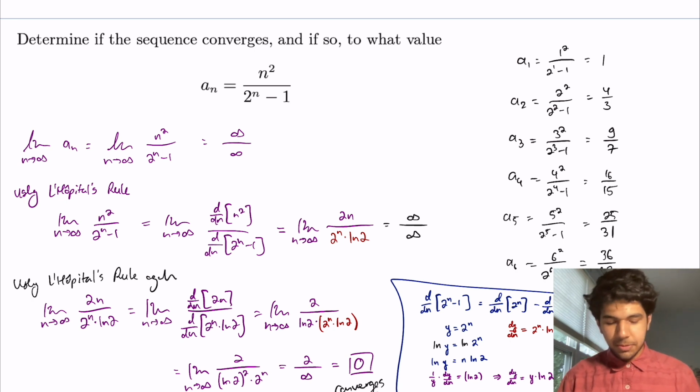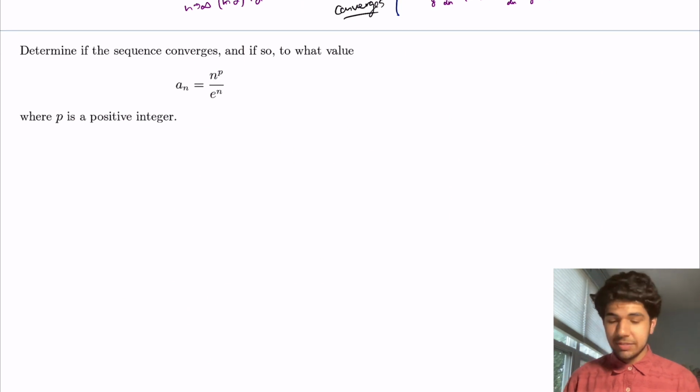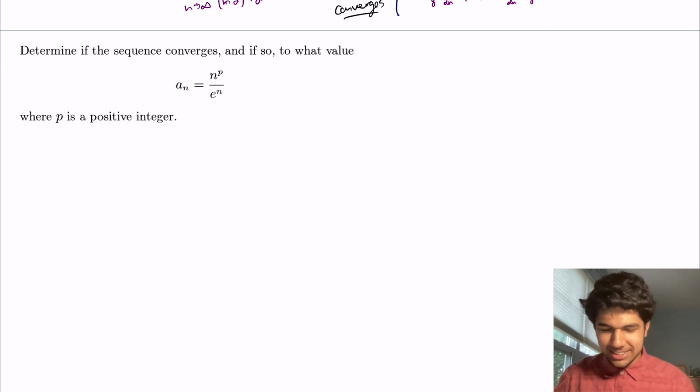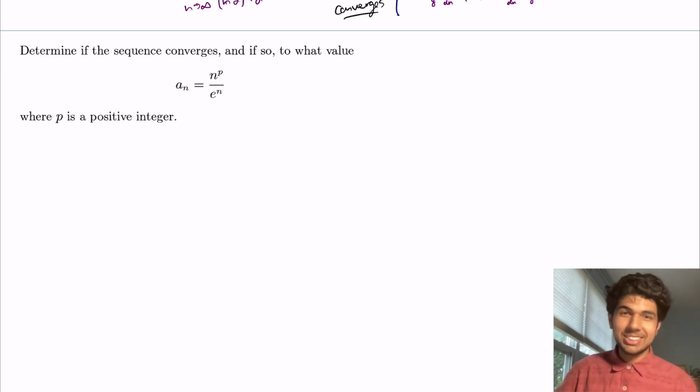Let's do another example. So here we have the sequence a sub n equals n to the p over e to the n, where p is a positive integer. E is our famous Euler's constant, 2.71828182, etc. But p is just a positive integer. So that means we can't really list out the terms because we don't really know what p is.